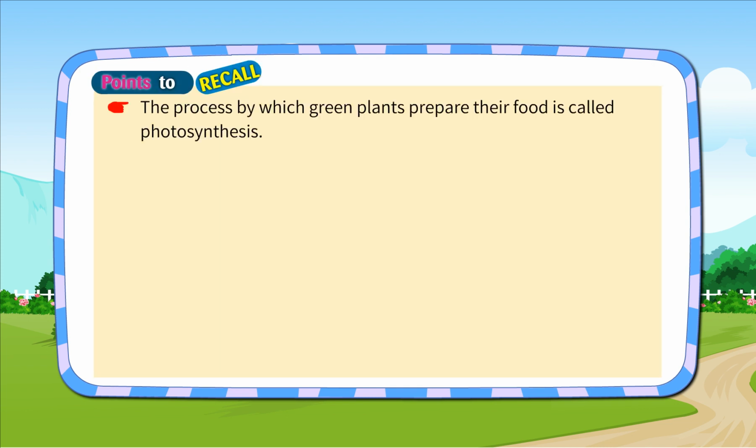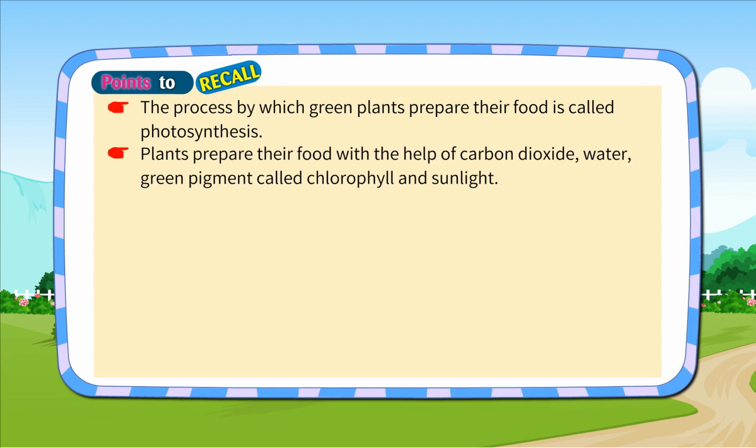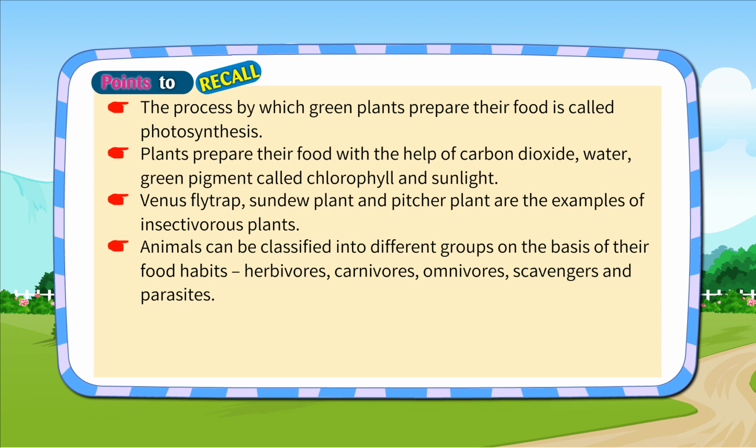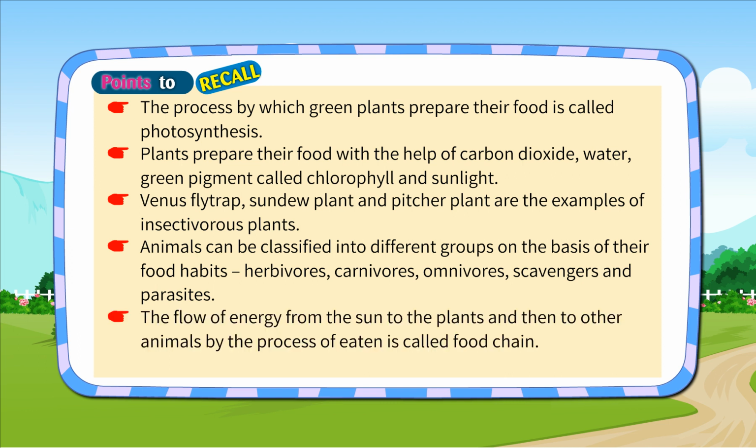Points to recall: the process by which green plants prepare their food is called photosynthesis. Plants prepare their food with the help of carbon dioxide, water, green pigment called chlorophyll, and sunlight. Venus flytrap, sundew plant, and pitcher plant are the examples of insectivorous plants. Animals can be classified into different groups on the basis of their food habits: herbivores, carnivores, omnivores, scavengers, and parasites. The flow of energy from the sun to the plants and then to other animals by the process of eating or being eaten is called food chain. Many food chains are interlinked to form a food web.